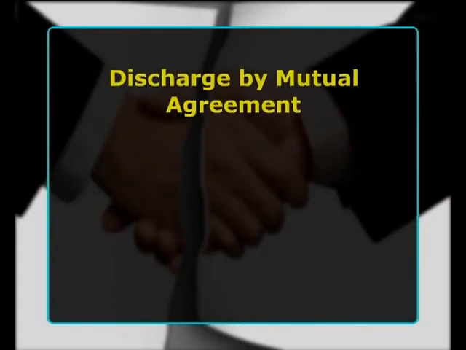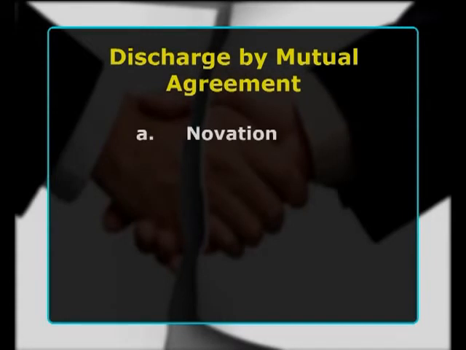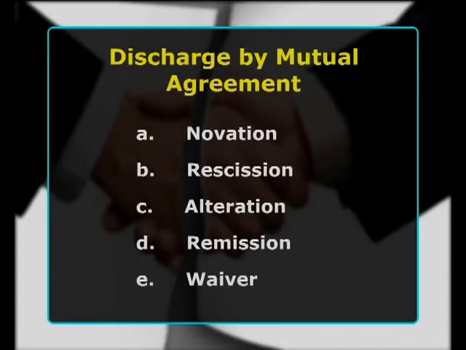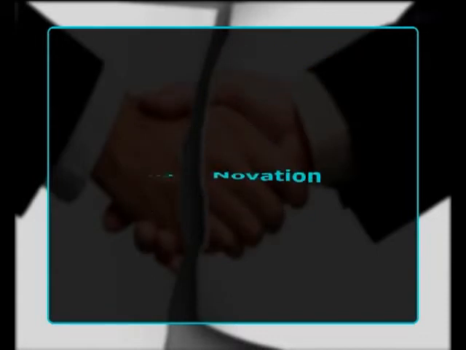Discharge by mutual agreement arises by novation, rescission, alteration, remission, waiver. Now we shall discuss the meaning of novation. Novation means the substitution of a new contract for the original contract. The consideration for the new contract is the discharge of the original contract.